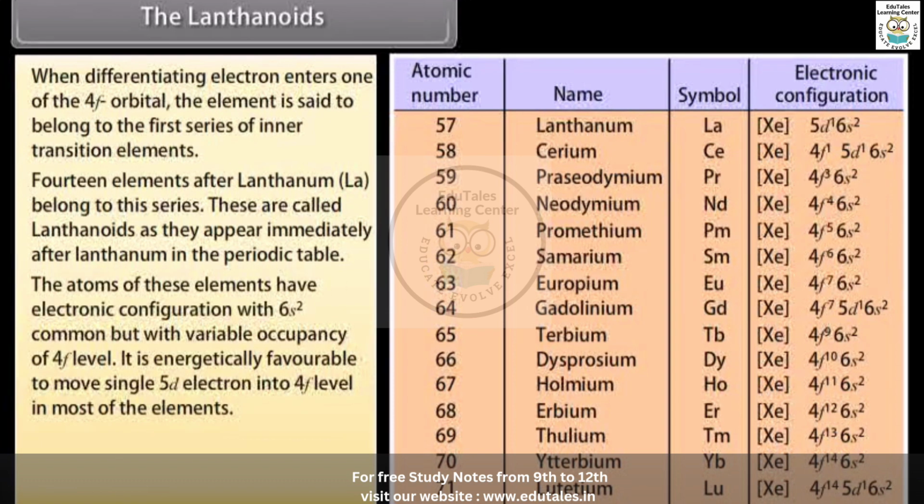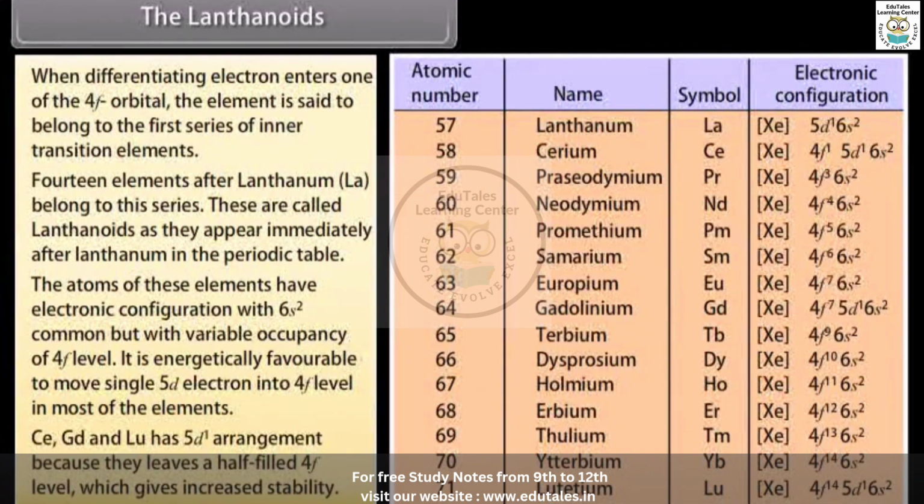The atoms of these elements have electronic configuration with 6s2 common but with variable occupancy of 4f level. It is energetically favorable to move a single 5d electron into 4f level in most of the elements. Cerium, gadolinium and lutetium have 5d1 arrangement because they leave a half-filled 4f level which gives increased stability.